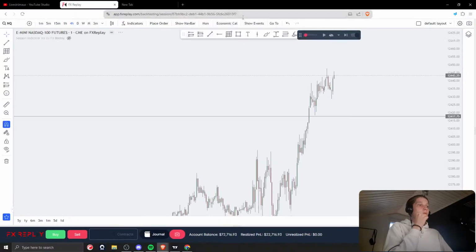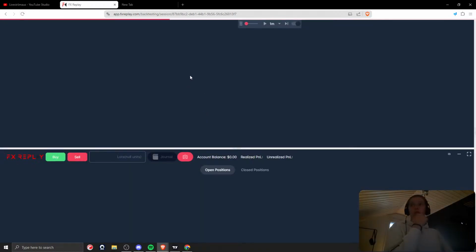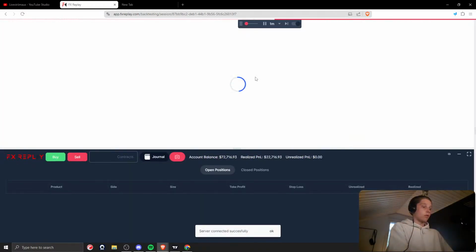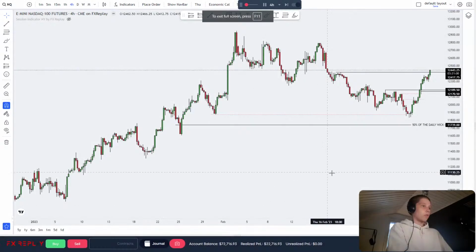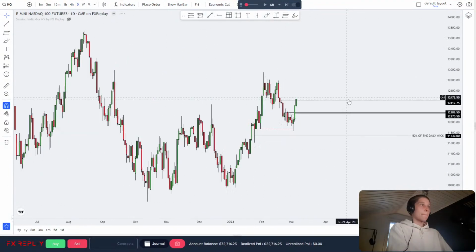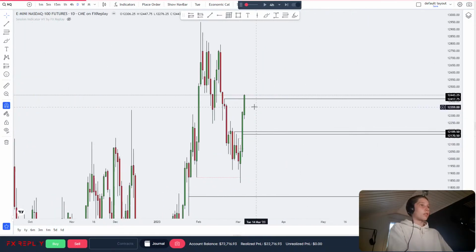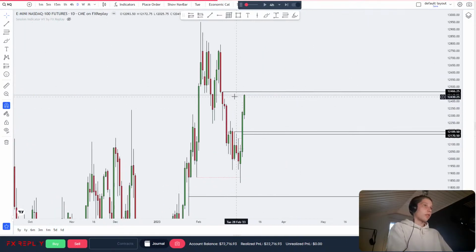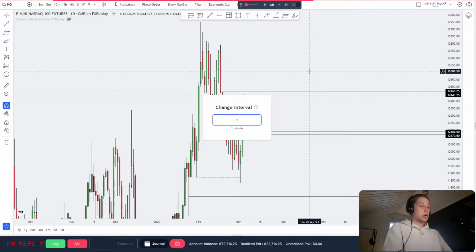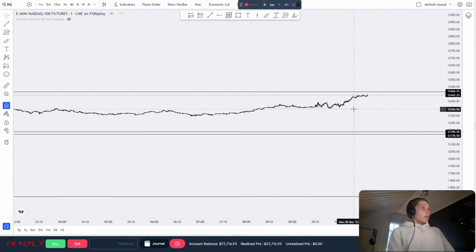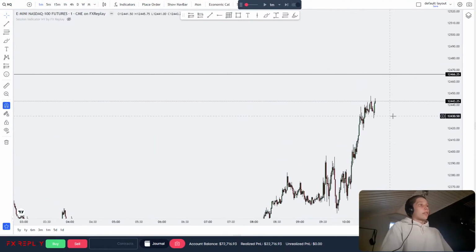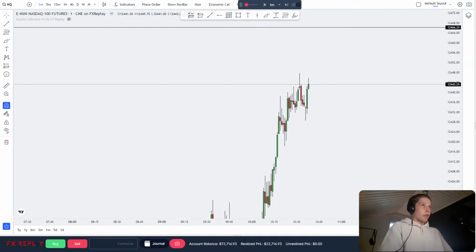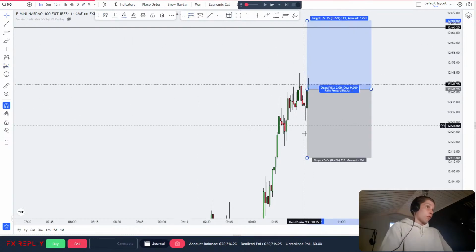Okay, so we started buggin a bit. There you go. Okay, let's see what's going on in this. So the next target is that daily fair value gap, and we are taking longs to that gap if the market suggests that it is a good idea.